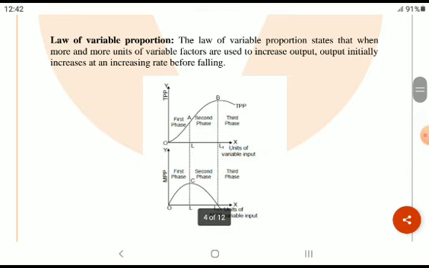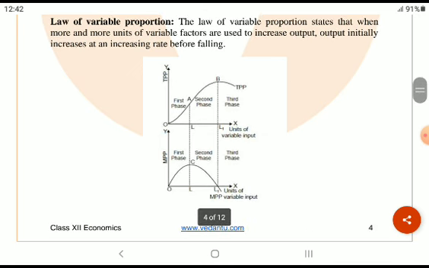Law of variable proportion. The law of variable proportion states that when more and more units of variable factors are used, output initially increases at an increasing rate before falling. So it will be like this: in TPP, the first phase will increase, the second phase will also increase, and the third phase will decrease. But in MPP, in the first phase it will be increasing a little, and in the second phase it will be decreasing.